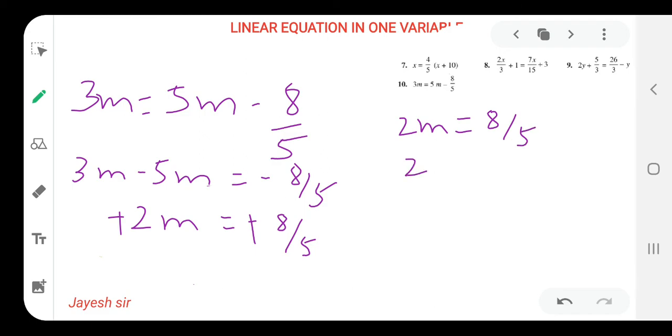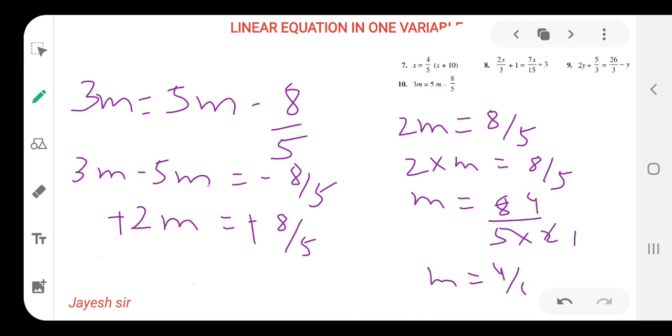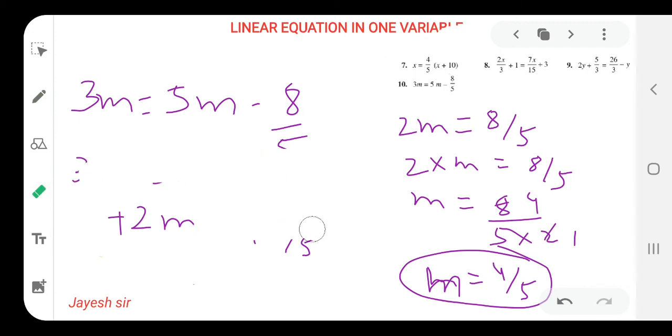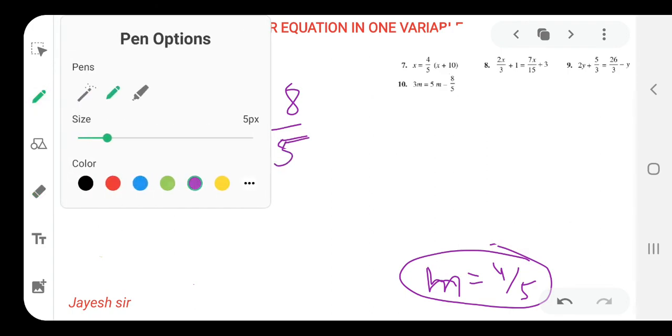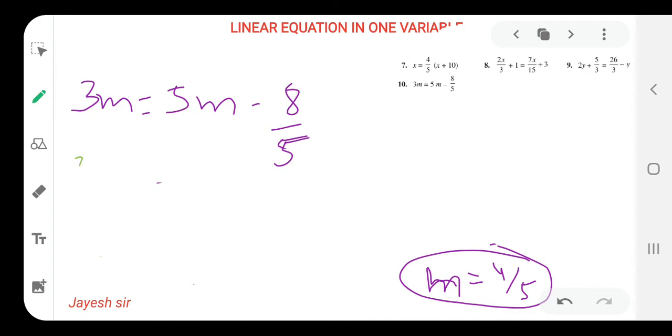2 and m are in multiplication over here. So after going that side, 2 will become division: 8 into 5 upon 2. 2 can be cancelled. So the value for m we are getting is 4 by 5. I hope you all have understood till now. So let's put the value for m in our question and check whether we have found the answer correct or not. Yes, friends, this was our question. So let's put it in and check. That means 3 into 4 by 5 equals 5 into 4 by 5 minus 8 by 5.